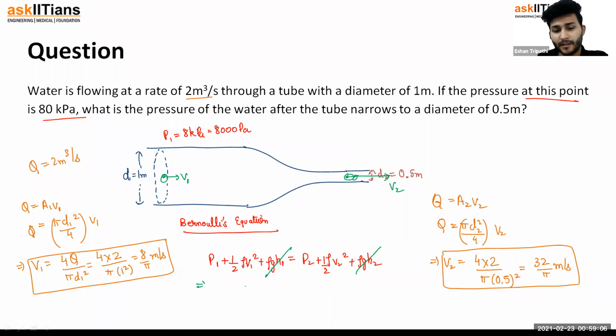So now it's simple. P2 equals P1 plus half rho (V1 square minus V2 square). And that's it. Nothing left in this. Just put in the values.